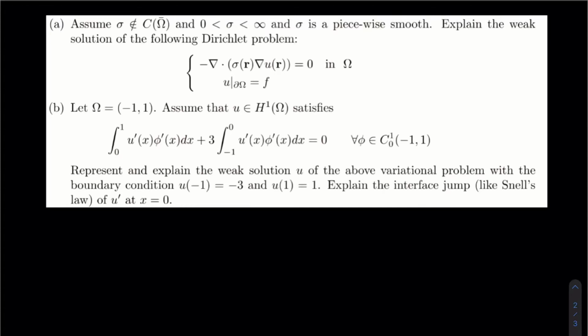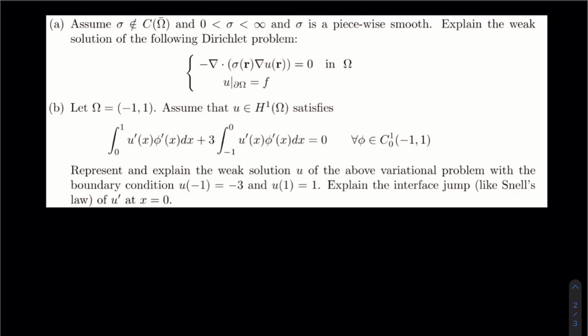Assume we have a function sigma that doesn't have to be continuous but is piecewise smooth. Explain the weak solution of the following Dirichlet problem. By now we're familiar with the Dirichlet problem, but now we're going to talk about the weak solution.